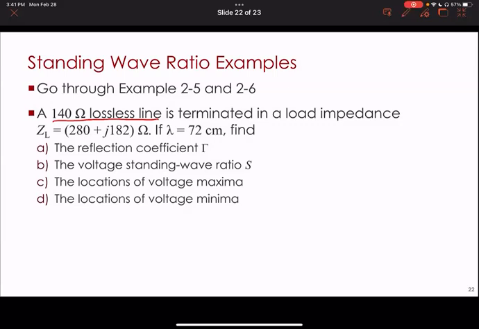Given ZL, we're just given lambda, right? We're not told the frequency at all, but we're given lambda. First things first, we want to find the reflection coefficient. So part A, we want to calculate gamma. We really only have one formula that we've been using to calculate gamma, and I've said it a bunch of times. Hopefully it's starting to sink in. It's ZL minus Z naught over ZL plus Z naught. We know Z naught.